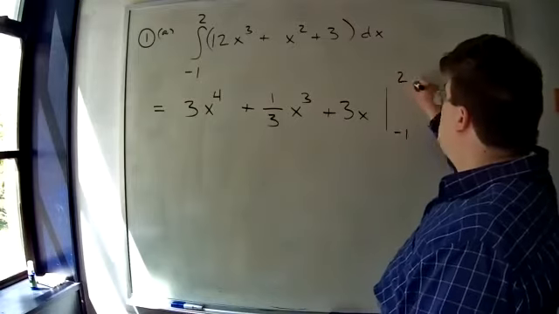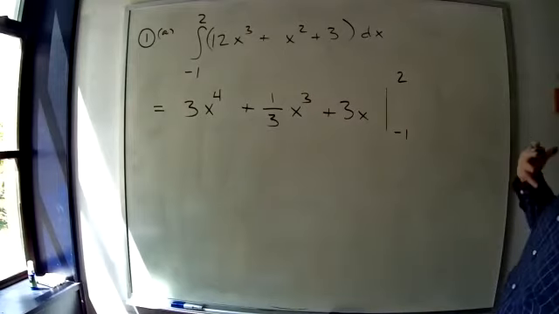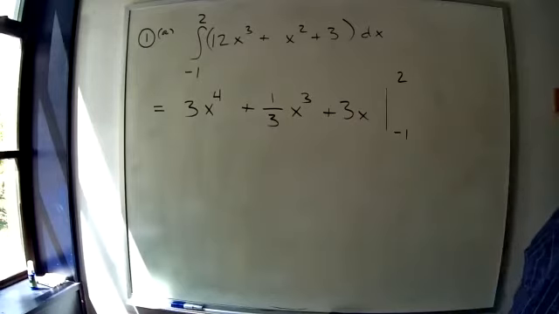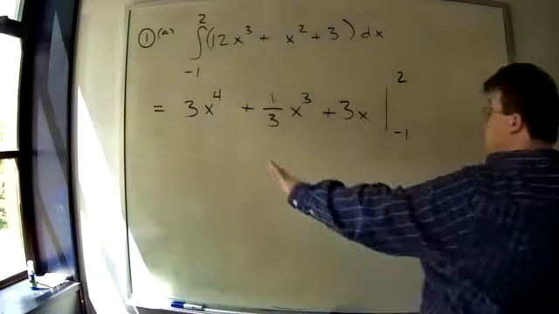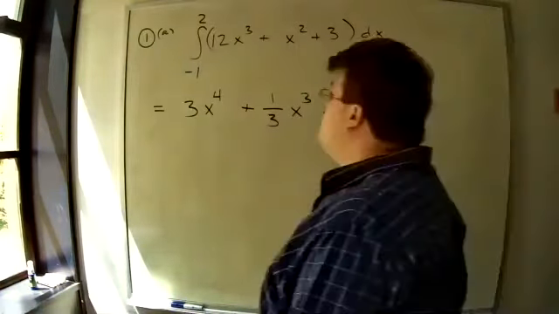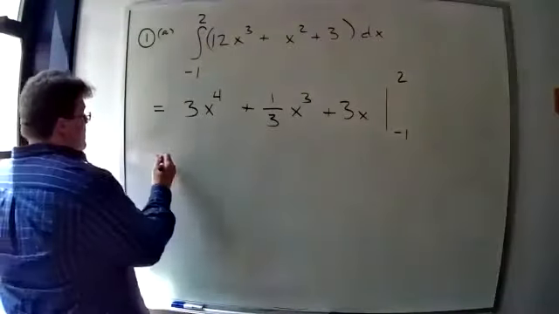And we're going to evaluate this from -1 to 2. This notation means we're going to evaluate this at 2 and then subtract what we get when we evaluate at -1. Evaluate this at 2, and what do we get?